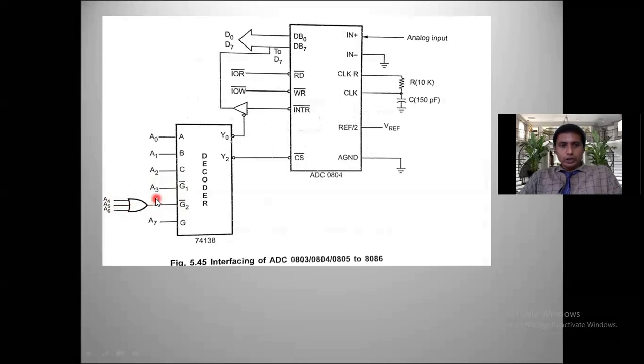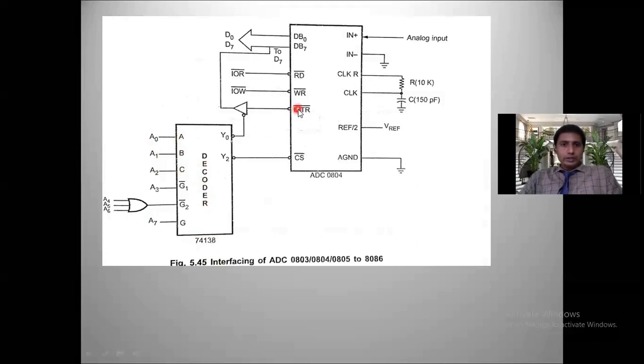Then, because our output is 0, giving 0 to G2 bar will activate it. So A3, A4, A5, A6 must be zeros for activating G1 bar and G2 bar, and A7 must be 1, then only we can activate G. A7 must be 1 and A3 to A6 must be zeros. A0, A1, A2 we can give randomly as zeros or ones, because these 3 address lines are connected to the decoder input lines. The IC number for the decoder is 74LS138.